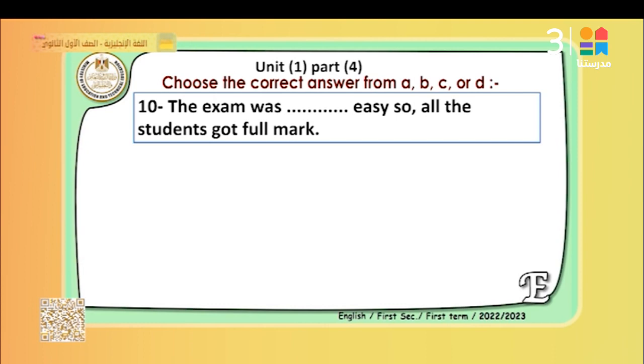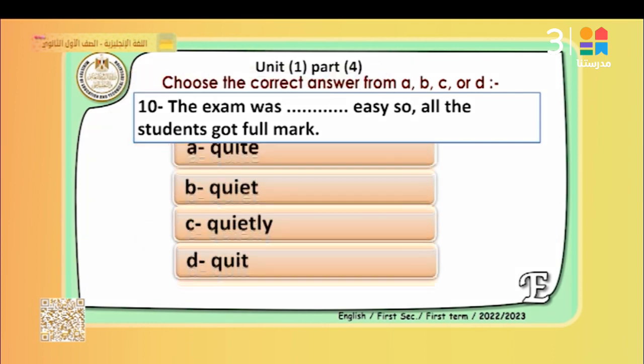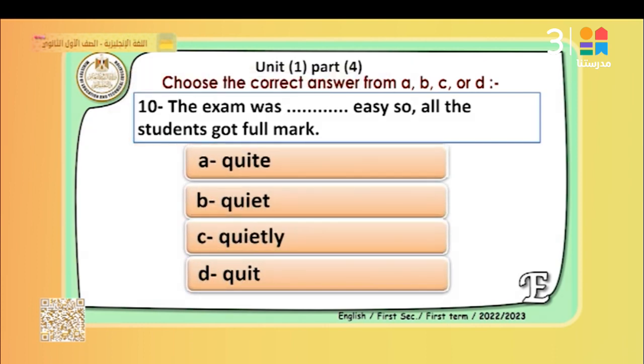Question number 10. The exam was easy, so all the students got full mark. The exam was quiet, quietly, or quit. Of course, here it's quite easy. Which quiet? Quite, letter A. This means it's very easy, quite easy. What about quiet, letter B? Quiet, letter B, it means calm.